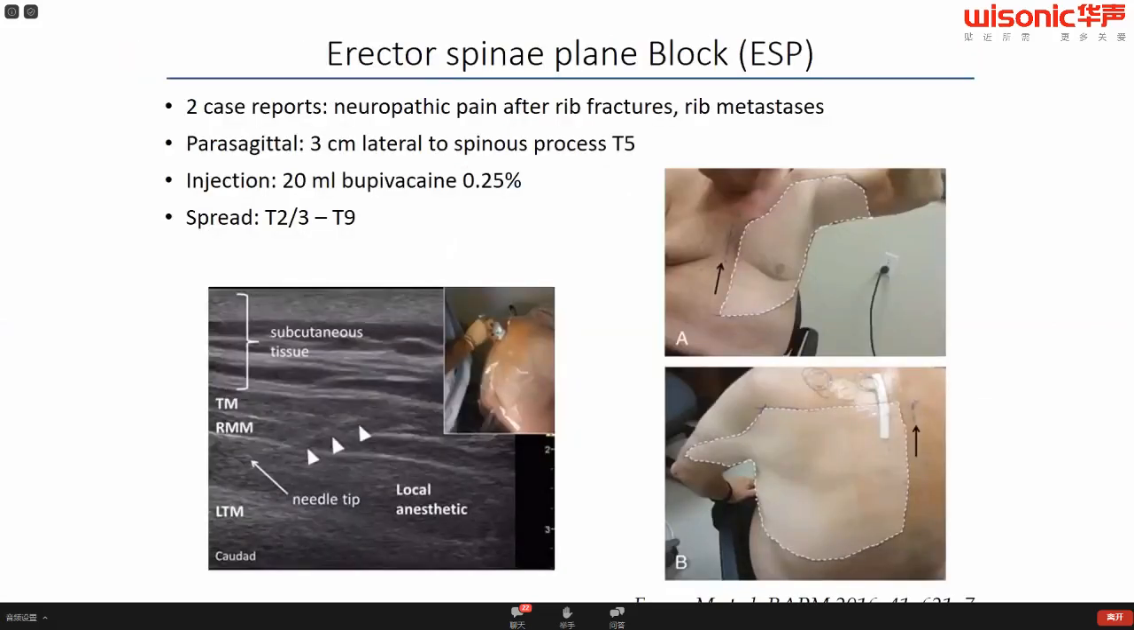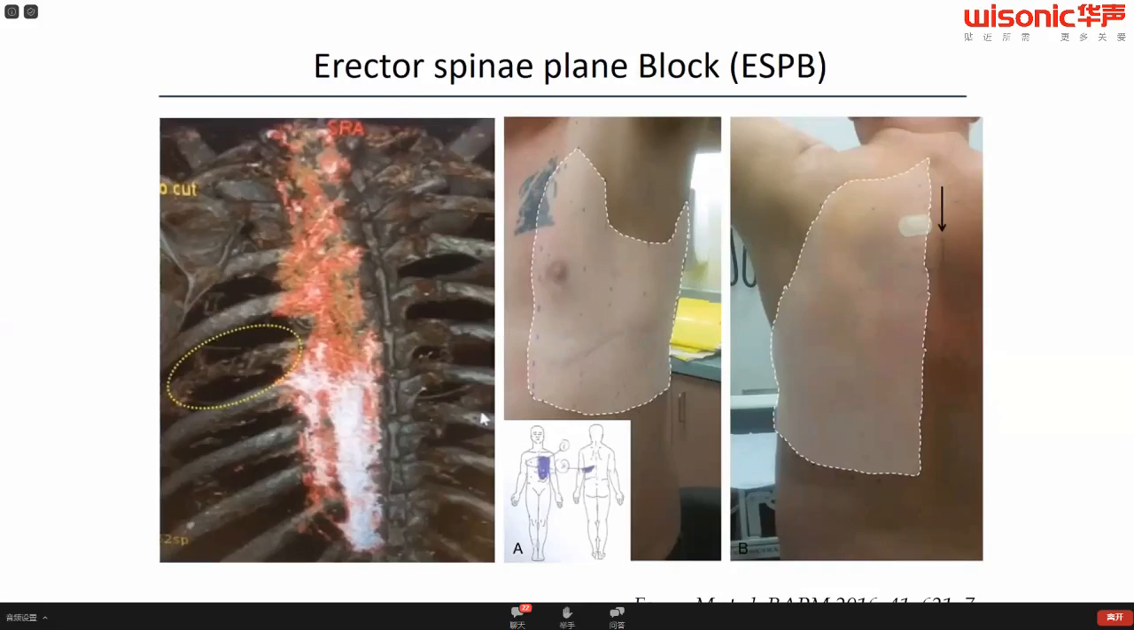This is the first description of the erector spinae plane block from 2016 from Mauricio Forero from the Kingston group. And these were two case reports of patients with neuropathic pain after rib fractures and rib metastasis. The erector spinae block was done at the level of T5 and 20 ml of bupivacaine 0.25% was injected, and they found a spread posteriorly and anterolaterally. And they also found that the contrast dye could be shown in the area of the spinal nerves at this level, and this would explain the covering of the anterolateral parts of the chest.